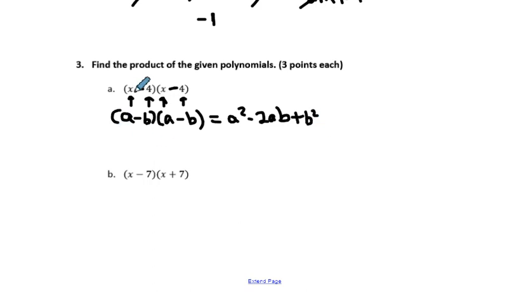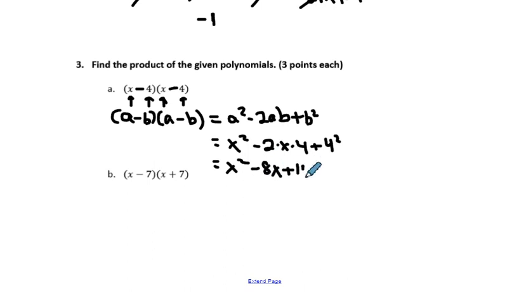So we can call X A and 4 B, and then just plug X in here for A and 4 in here for B. So we end up with X squared minus 2 times X times 4 plus 4 squared, which ultimately is going to give you the answer of X squared minus 8X plus 16.